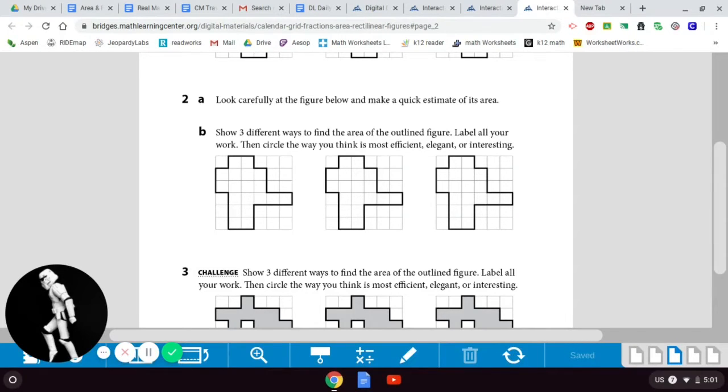Now you're going to show 3 different ways of finding the area for the outlined figure. You're going to circle the way that you think is most efficient. It says elegant or interesting. I'm going to stick with efficient. Which one of these is the easiest way?